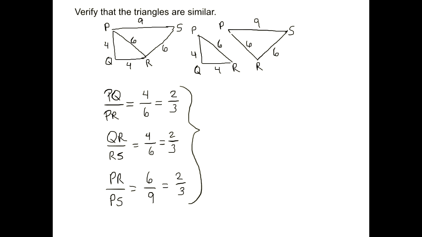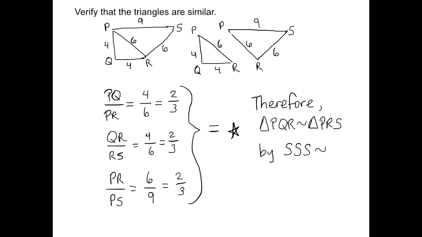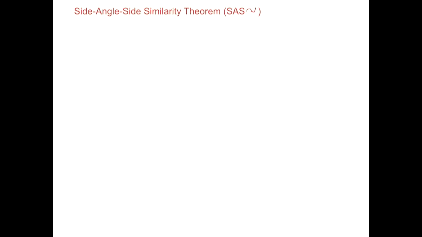So as you can tell, all three of these are equal to each other, which means that the side lengths are indeed proportional. So we can say, therefore, the triangle PQR is similar to triangle PRS, and my reason is side, side, side, because all three of the sides are proportional to one another.